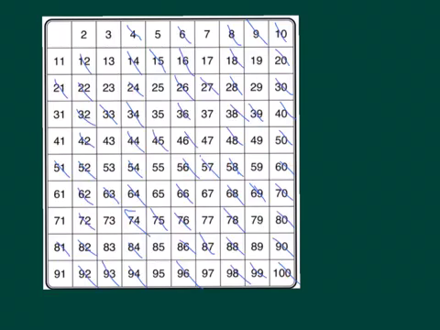Let's check the 5's. This one's easy, right? 5, 10, 15, 20, 25. I need to cross that one out. 30, 35, need to cross that one out. 40, 45, 50, 55, need to cross that one out. 60, 65, 70, 75, 80, 85, 90, 95, 100. And then we did the 5's, we need to do the 6's.